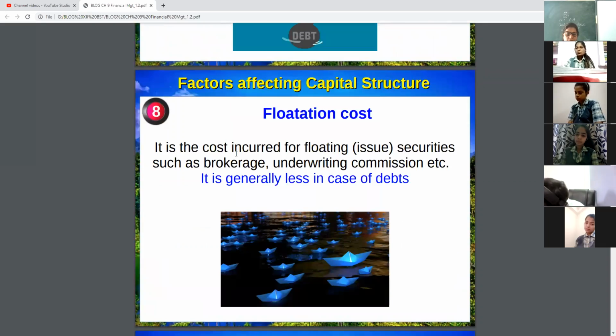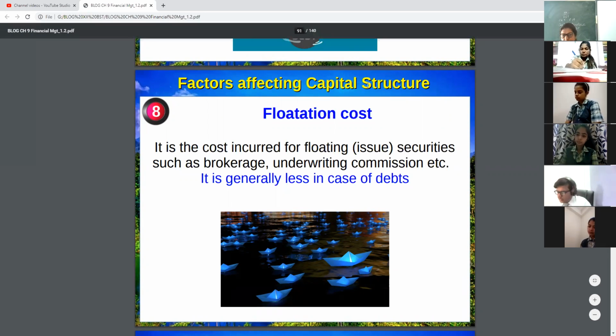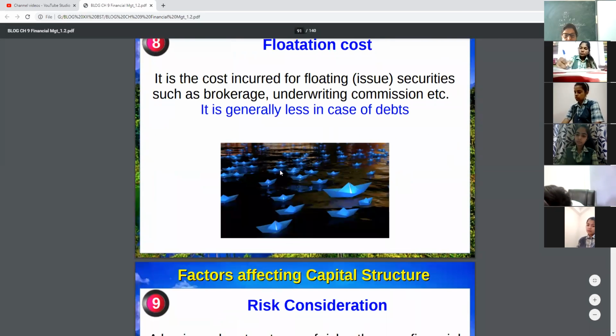Then next, yesterday also I explained to you what is flotation cost. You can see the previous videos. In the financing decision, we learned all these points, but for capital structure they are required again. Financing decision means the combination of debt and equity. Here also, flotation cost means the cost incurred for issuing the shares, like brokerage and underwriter commission.